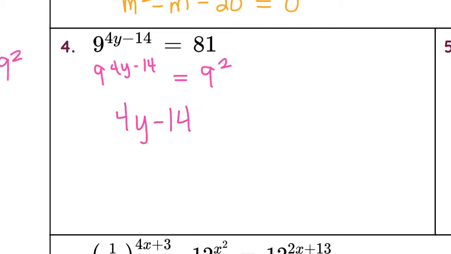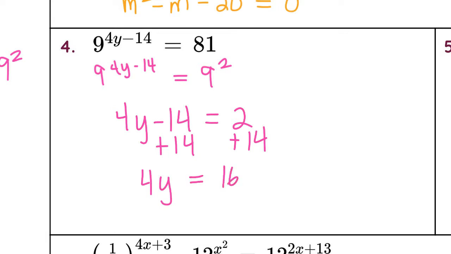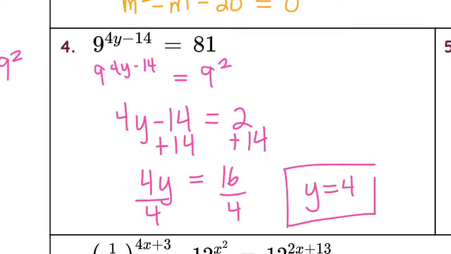4y minus 14 is equal to 2. This is just a two-step linear equation. Let's add our 14 to both sides. 4y equals 16, then divide by 4. Y is equal to 4. So that's what you're going to look to do if they don't already have the same base. Look to see if they're multiples of each other. That way you can make them have the same base.